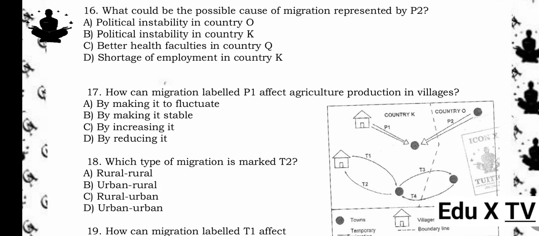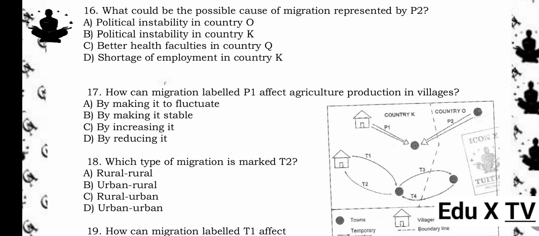16. What could be the possible cause of migration represented by P2? A. Political instability in country O. B. Political instability in country K. C. Better health facilities in country Q. D. Shortage of employment in country K. The answer is A. Political instability in country O. Reason being, since P2 is permanent migration from country O to K, it suggests people are leaving country O due to serious issues like political instability.